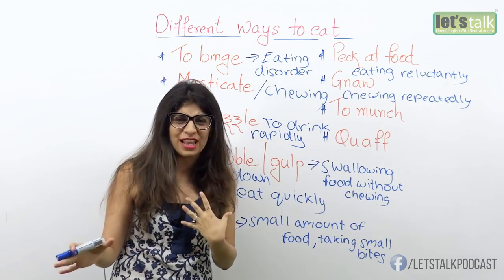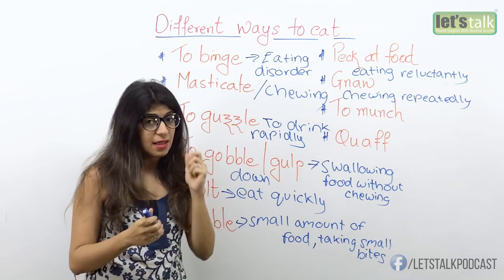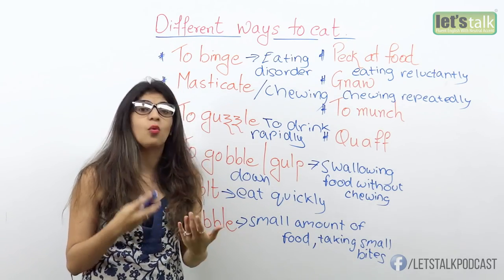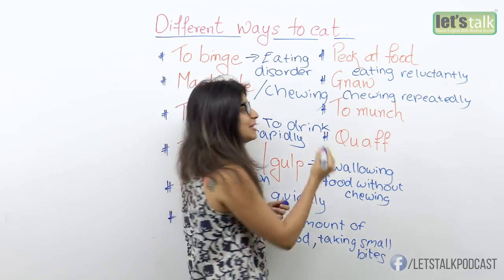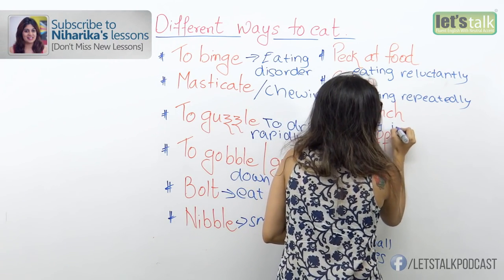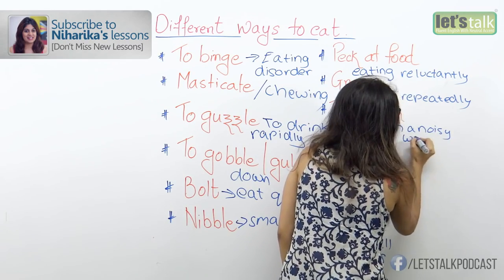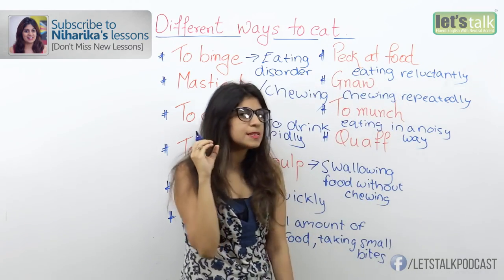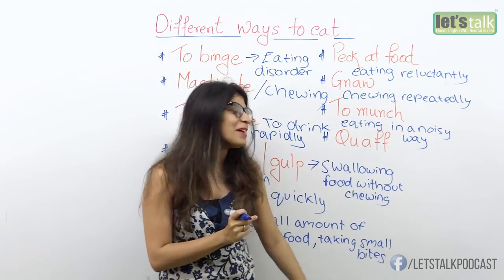Well, stop munching at that apple. Apples are usually nice and crispy and they make a lot of noise when you eat them, or chips, when you eat them, they make a lot of noise. So that is munching. So eating in a noisy way. That crisp sound that comes out of your mouth, that's munching, okay?